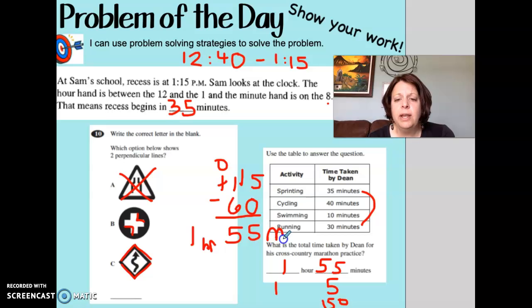So either way I solved it, I got the same answer, which means it's probable that I got it correct because I used multiple different ways to solve it, and I got the same answer.